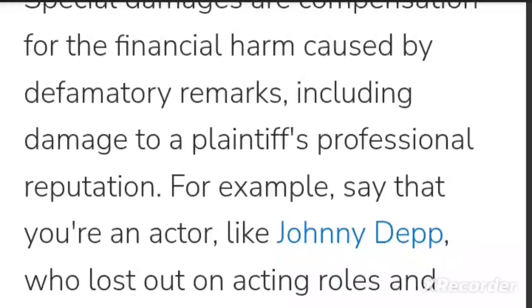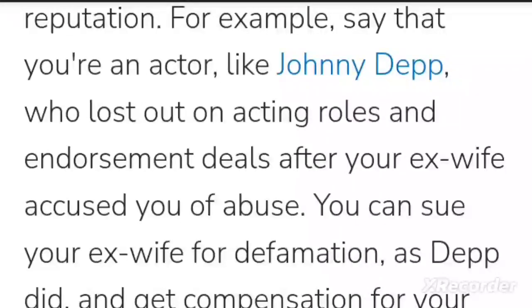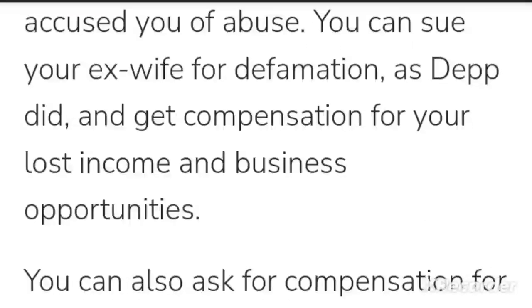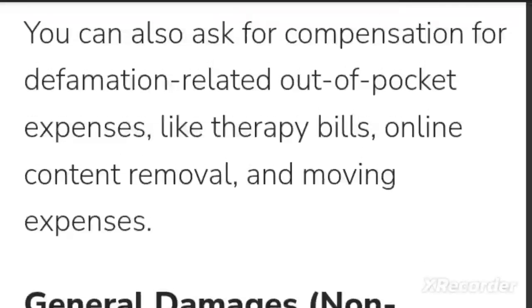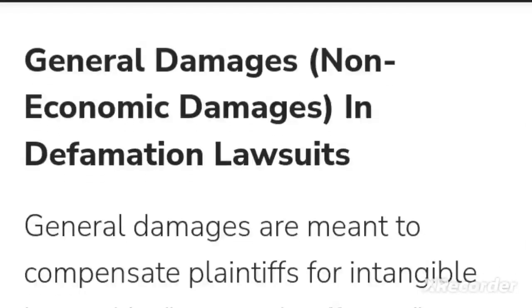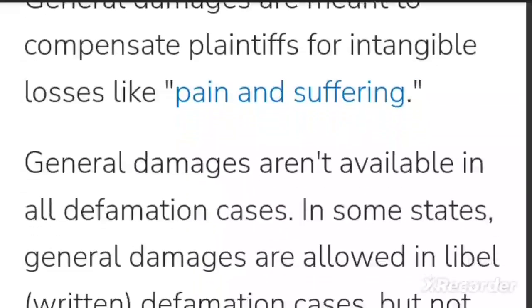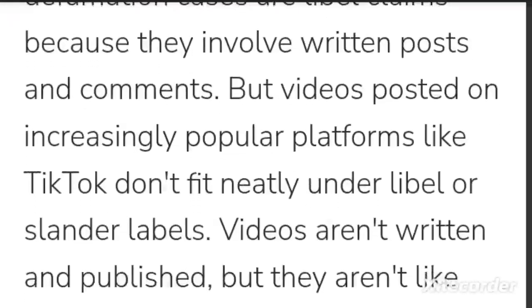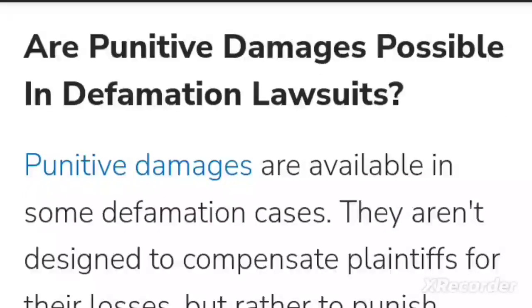Special damages are compensation for the financial harm caused by defamatory remarks, including damage to a plaintiff's professional reputation. For example, say you're an actor like Johnny Depp who lost out on acting roles and endorsements after your ex-wife accused you of abuse. You can sue your ex-wife for defamation, as Depp did, and get compensation for your lost income and business opportunities. You can ask for compensation for defamation-related out-of-pocket expenses, like therapy bills, online content removal, and moving expenses. And then these are the general damages, which would include intangible losses like pain and suffering. Punitive damages.